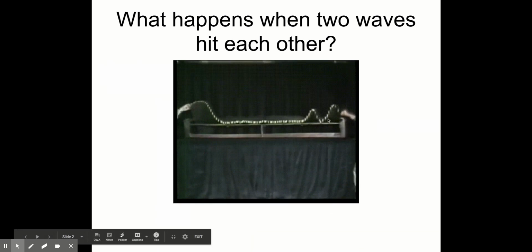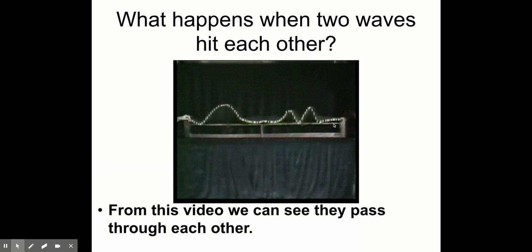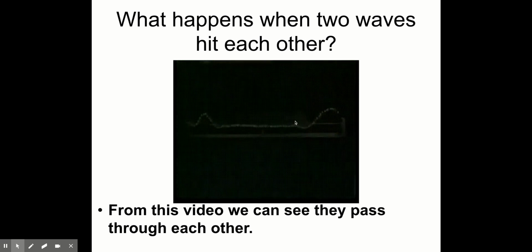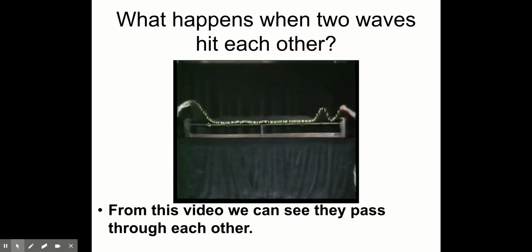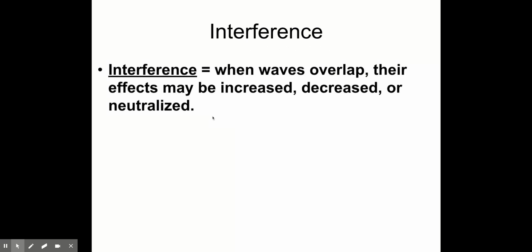So over here, look, we make two pulses. Here we have one. And you can see the two pulses continue on the other side. So they pass through each other. Again, two pulses here. The single pulse goes off to the right, and the two pulses continue off to the left there. So this is called interference when these two waves hit each other.